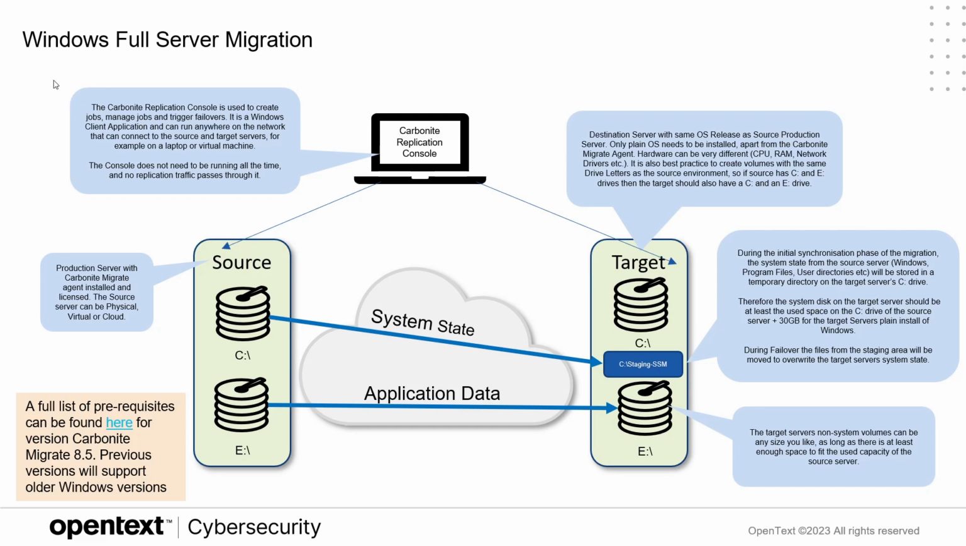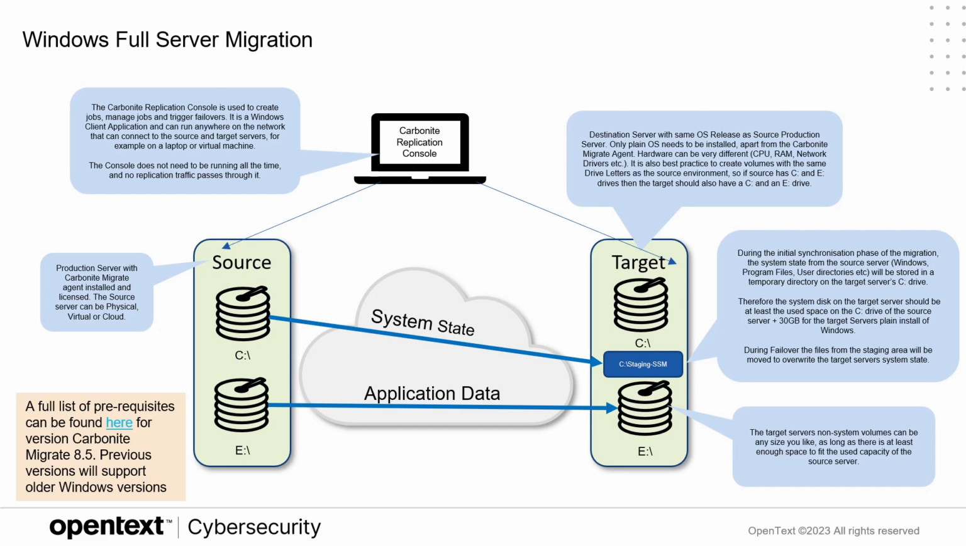So the solution we're going to be using is Carbonite Migrate, and we're going to be using the Windows Full Server Migration Workflow. I don't know if you can read the text on the screen, it's quite small maybe, but it gives a quick summary of what we're going to be doing today. But essentially I'm going to have a source machine running on a VMware platform, running Windows 2019, and I'm going to migrate that to a target environment running in Nutanix, which will also be running Windows 2019.